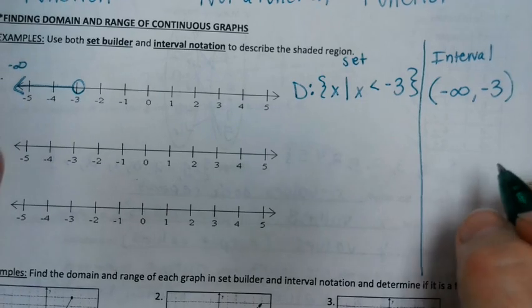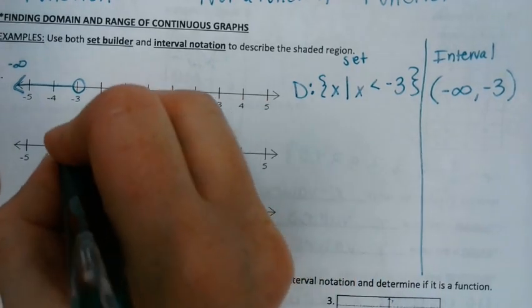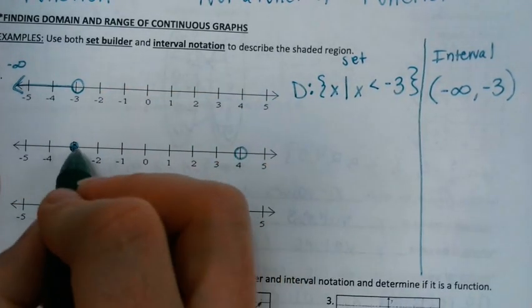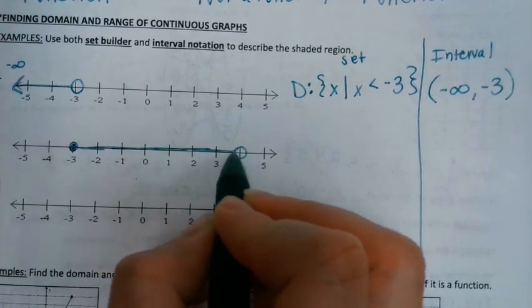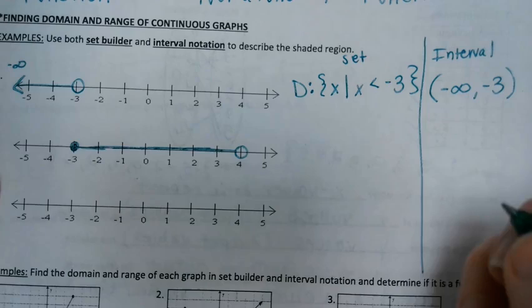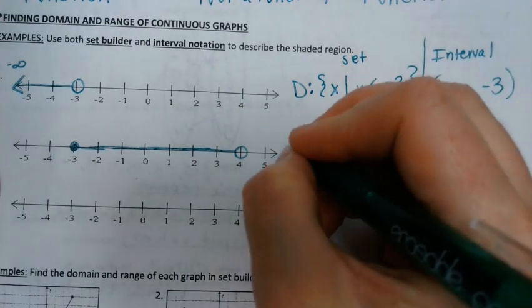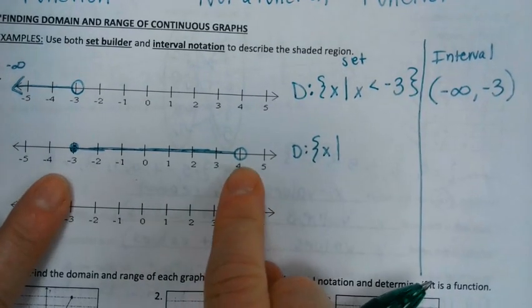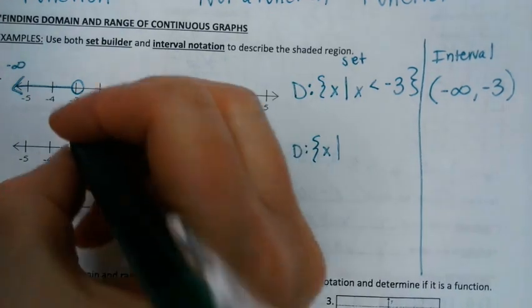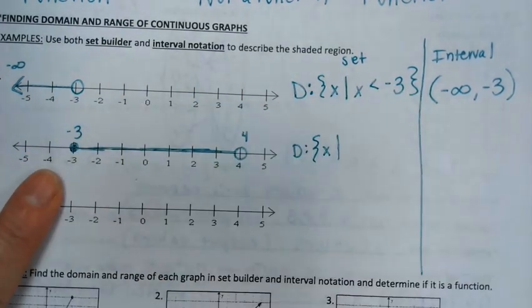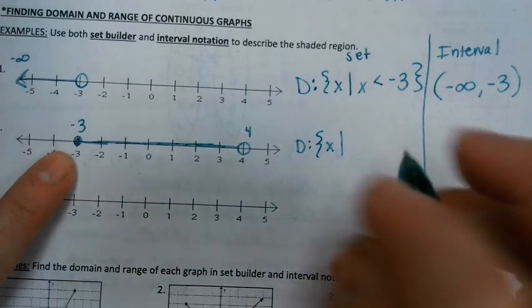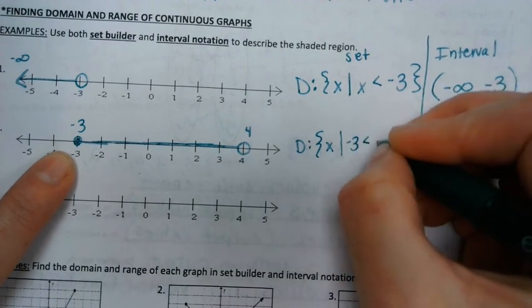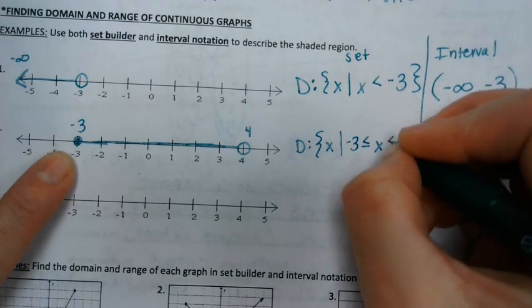Okay, let's go to the next one. So what I'm going to give you is a closed circle on -3 and an open circle on 4, and shade everything between. So domain is a set of x values such that, so now we got to describe this. So it goes from -3 to 4. And this is a closed circle. This is an open circle. So it's -3 is less than or equal to x is less than 4.